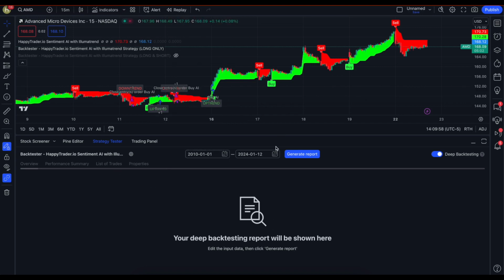So the next thing we're going to do is make sure that deep backtesting is enabled. That's going to give us our time slots for our time range for how long we want to backtest for. We're going to do from 2010 to 2024, and we're actually going to set this to the current date. It is January 22nd, 2024, so we're going to make sure we get a full backtest.